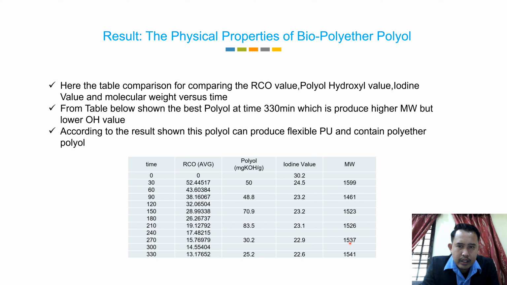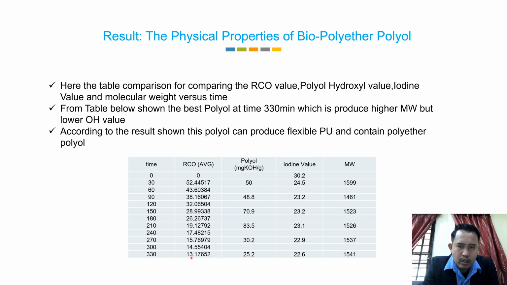Based on the graph, our data shows that the product we produce is for flexible PU, because the molecular weight is higher than 1000 grams per mole, and you can also see the polyol hydroxyl value is lower than 200. So this characteristic indicates that this polyol falls under flexible polyol for flexible PU.